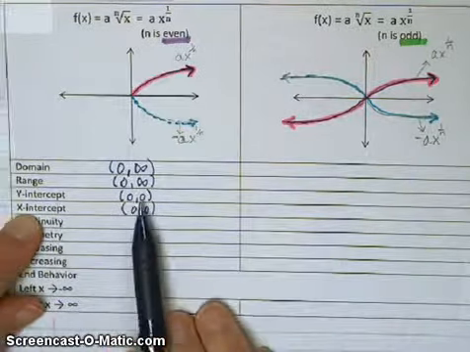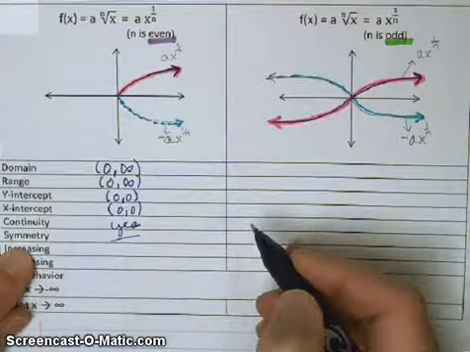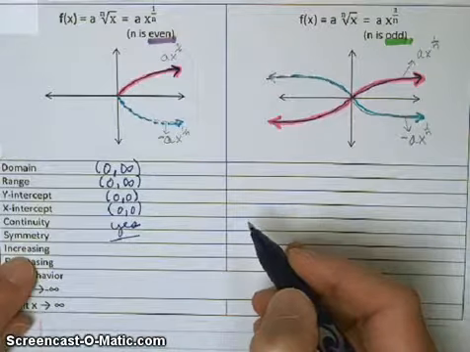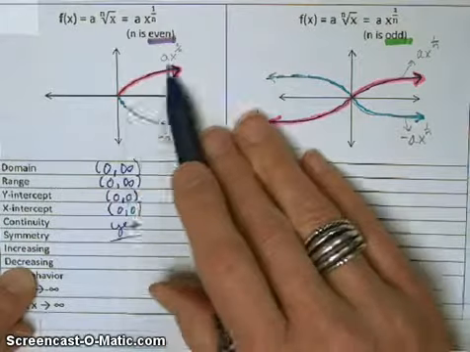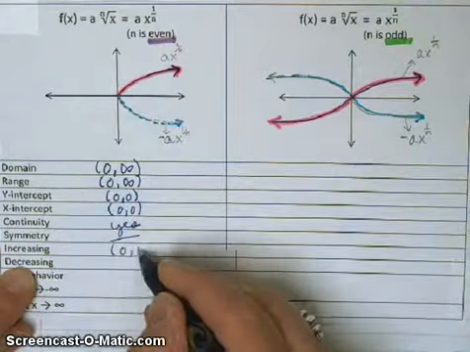Is this function continuous? It is. Does it have any symmetry? Okay, can I just flip that function? No, it doesn't have any symmetry. It's not applicable. Where is it increasing, and where is it decreasing? Well, it's increasing over the whole graph, from 0 to infinity. It's never decreasing.